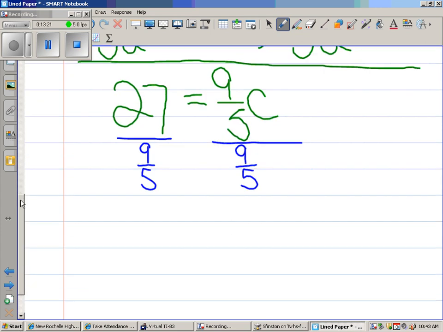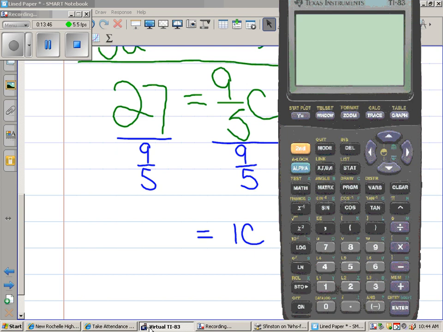Hold on one second. See, there's a difference in your mind. What's 5 divided by 5? 6 divided by 6. 7 divided by 7. 9/5 divided by 9/5. Very nice. Yeah, it's just 1. So we got 1C equals, what's 27 divided by 9/5? What is it?